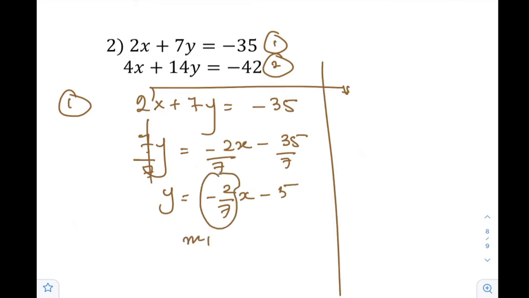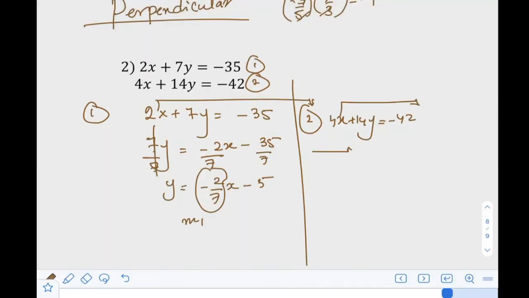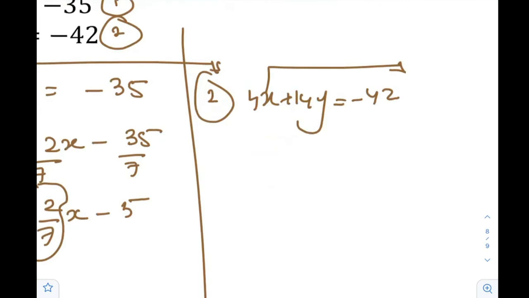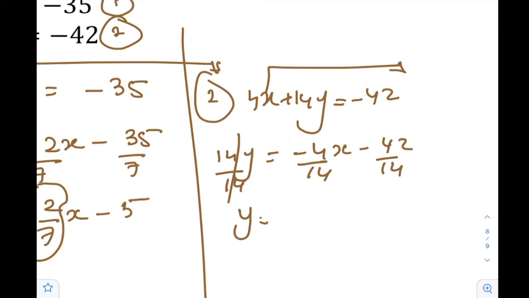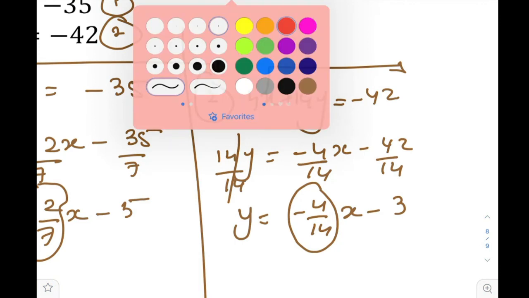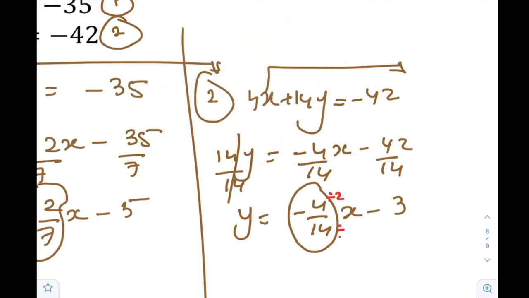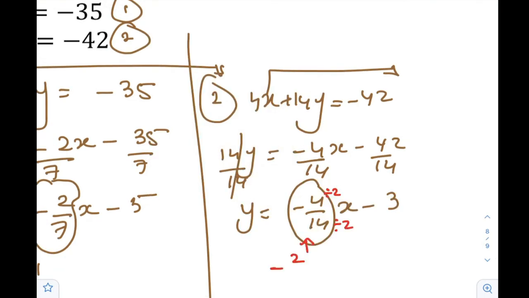Slope 1. Repeat the procedure again for the second one. Solve for y. Divide by 14. So y is negative 4 over 14x minus 3. This value can be simplified by dividing. Don't leave it as it is. We can divide numerator and denominator by 2, the common factor. So my slope here is negative 2 over 7. This is my second slope.